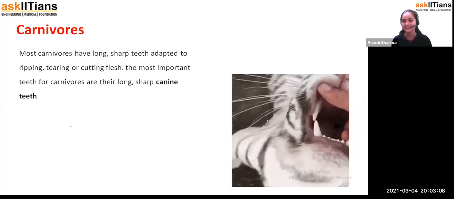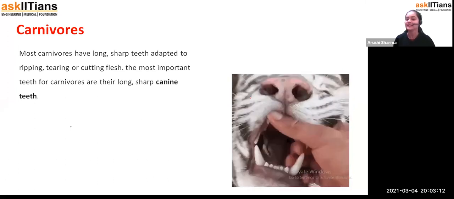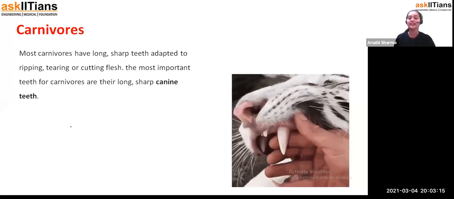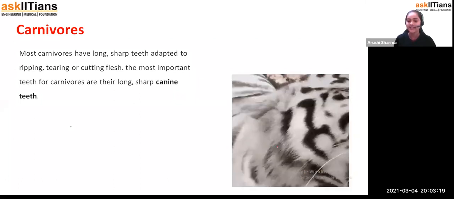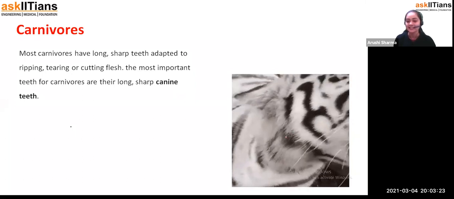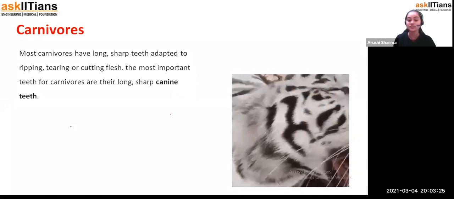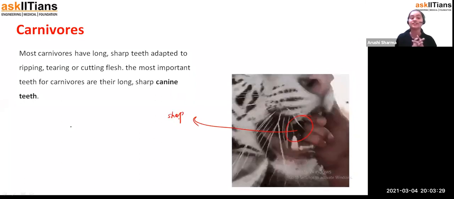I can't actually see whether it is a tiger or a cheetah or whatever, but it is a kind of carnivore animal. So you can see here, students, that the teeth are so sharp and big. So why do they have them?